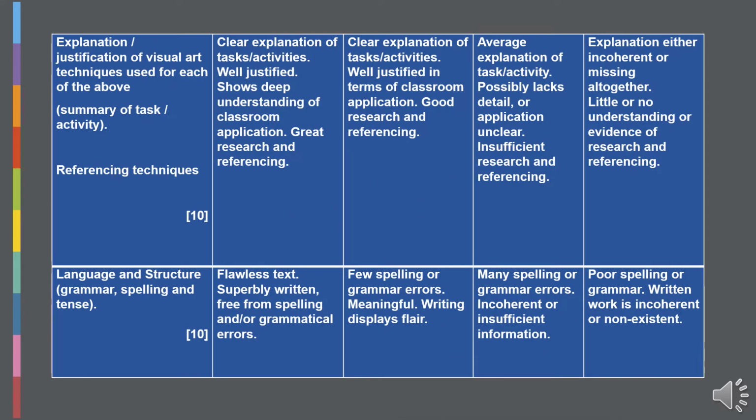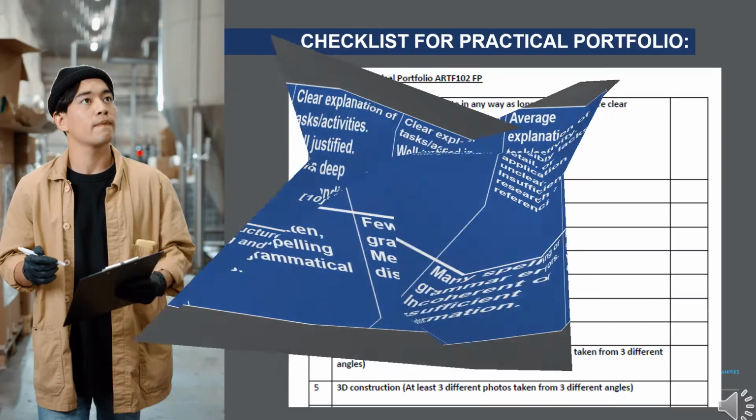You will then also be assessed on your explanations and your justifications of each of your visual art techniques used for each of the tasks. Please make sure that each artwork has its own separate explanation and you don't just write one for all of it. So these need to be a summary of each of your tasks and activities, and in this we are also looking at if you are using the correct referencing techniques. Within this, we also give you a mark on your language and structure. This includes your grammar, spelling, and use of tense.